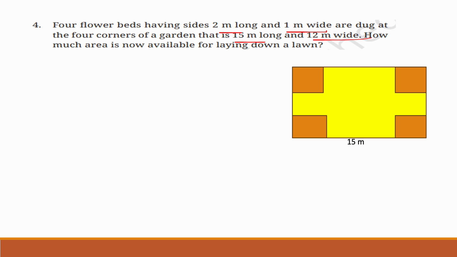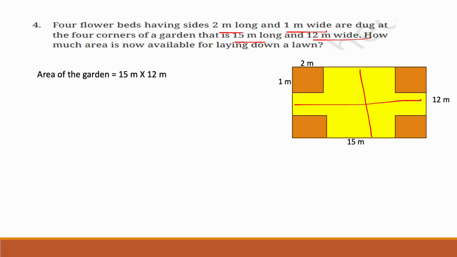See, the garden is 15 meter long and 12 meter wide. Then the flower beds are 2 meter long and 1 meter wide like this. Okay, we have to find the area available for laying down a lawn. Okay, so we have to find this area.